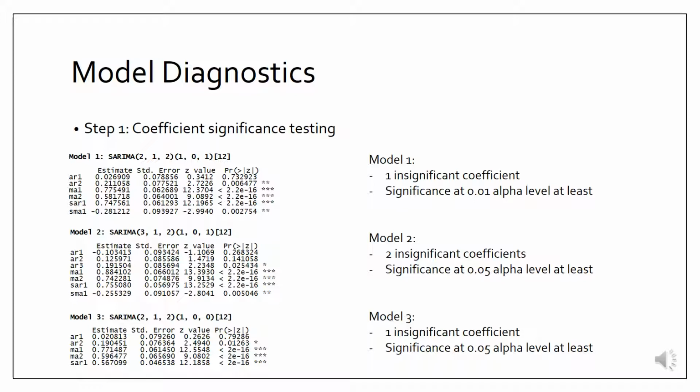Model 1 had all but one coefficient, i.e. the first autoregressive coefficient, AR1, significant at the 0.01 alpha level at least. Model 3 also had all but one significant coefficient, i.e. the AR1 coefficient, this time at the 0.05 alpha level at least. Model 2, on the other hand, had two insignificant coefficients, the AR1 and AR2 coefficients. While insignificant coefficients aren't desirable, they do not mean that the resulting model is useless.